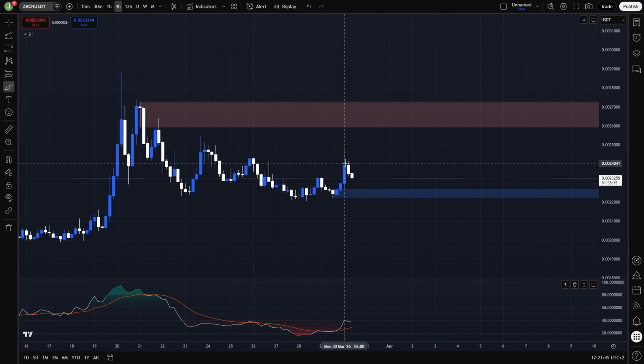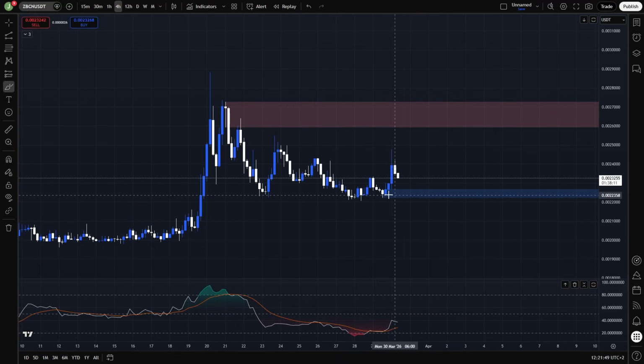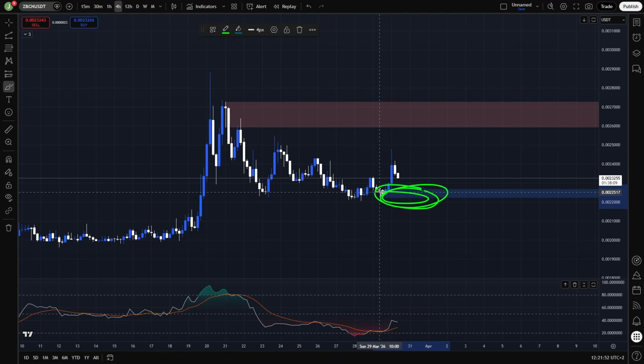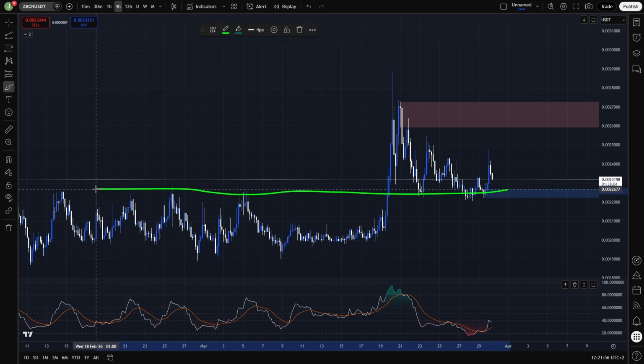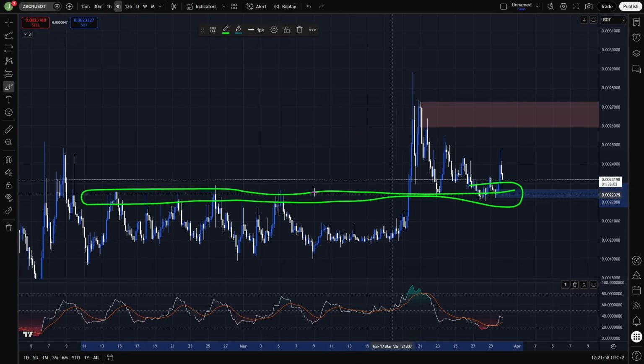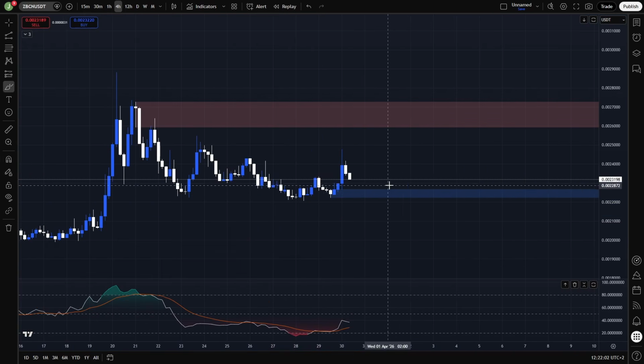Let's start today on a 4-hour chart. Here you can see we are currently about to retest this bullish order block, but more importantly, we are about to retest again this important support area, which you can see here. It was super important resistance. Right now this is an important support.